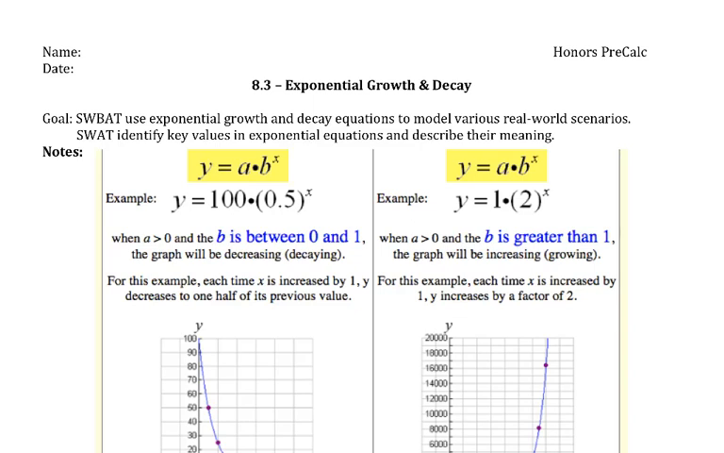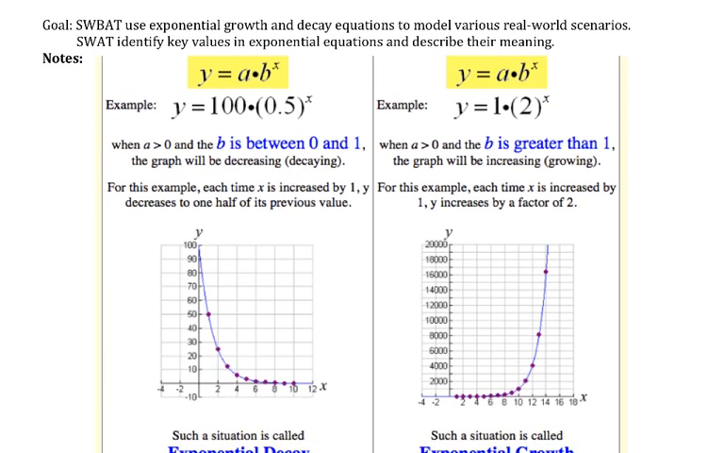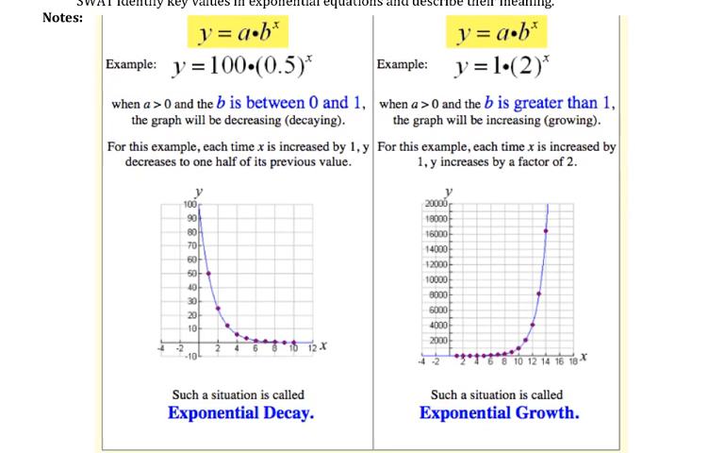This is the first video for lesson 8.3. 8.3 is all about giving real-world context to exponential functions. There are two major kinds of real-world context for exponential functions, and they're called growth and decay. So the goal here is to understand the difference between the two of them and to be able to use them.